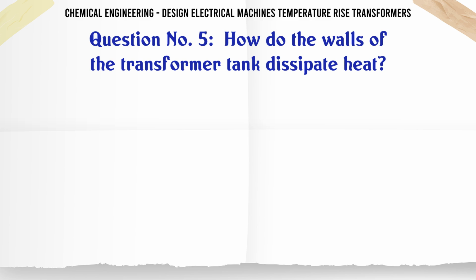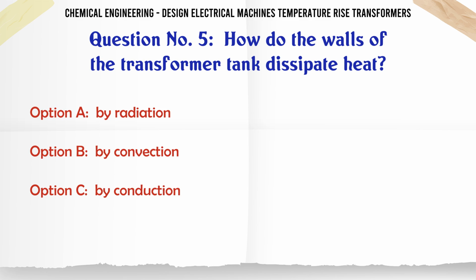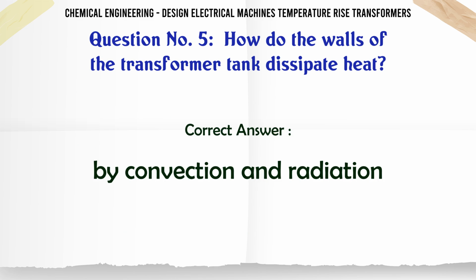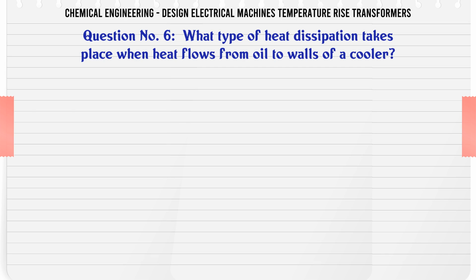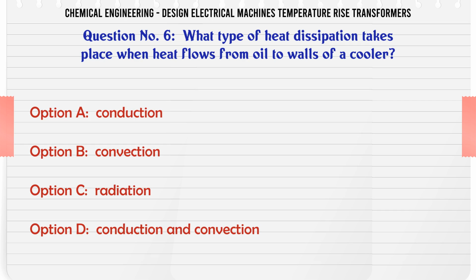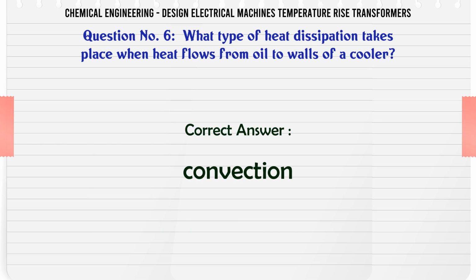How do the walls of the transformer tank dissipate heat? A. By radiation, B. by convection, C. by conduction, D. by convection and radiation. The correct answer is by convection and radiation. What type of heat dissipation takes place when heat flows from oil to walls of a cooler? A. Conduction, B. convection, C. radiation, D. conduction and convection. The correct answer is convection.